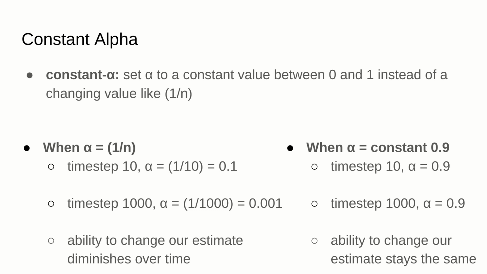Now consider the case when alpha is a constant value between 0 and 1, e.g. when alpha equals 0.9. So at time step 10, alpha would equal 0.9, and at time step 1000, alpha remains the same. So if an action that used to give a reward suddenly stops giving a reward, alpha will cause the estimation of that action's value to quickly diminish. Vice versa, alpha can also cause an estimation to quickly increase if an action suddenly starts becoming rewarding, and in this way we can quickly respond to a changing reward distribution.